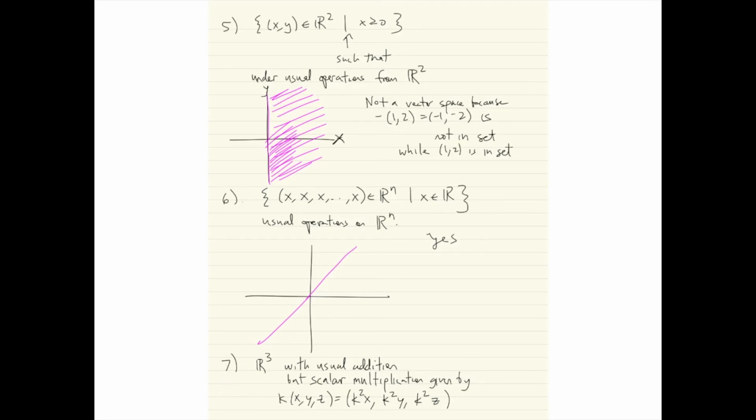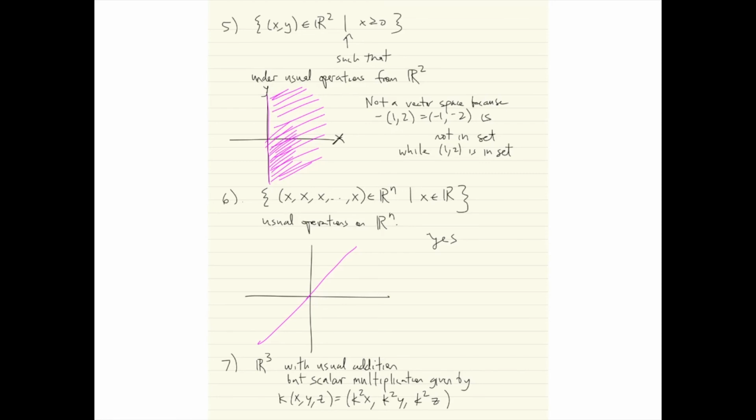Example 7, or exercise 7, is R3 with the usual addition, but scalar multiplication is given by this weird operation where, to multiply a scalar by the vector (x, y, z), you square the scalar and then multiply each component by the square. And the question is, is this strange set with this strange operation a vector space?